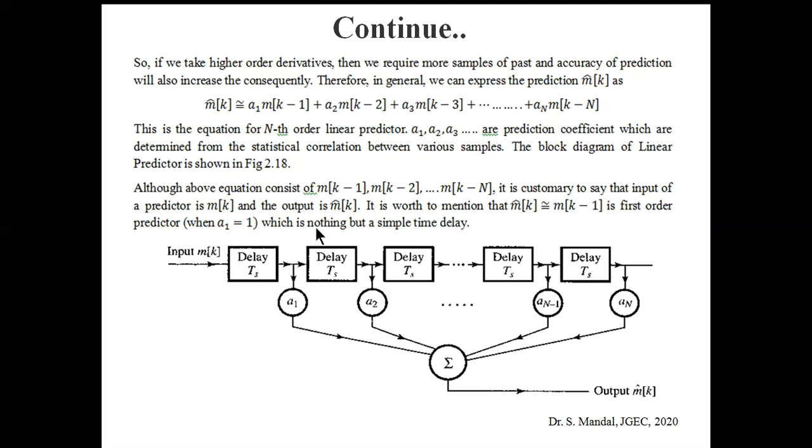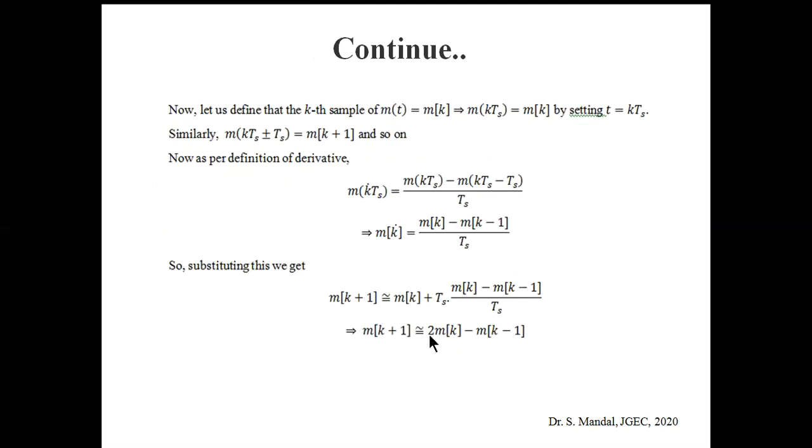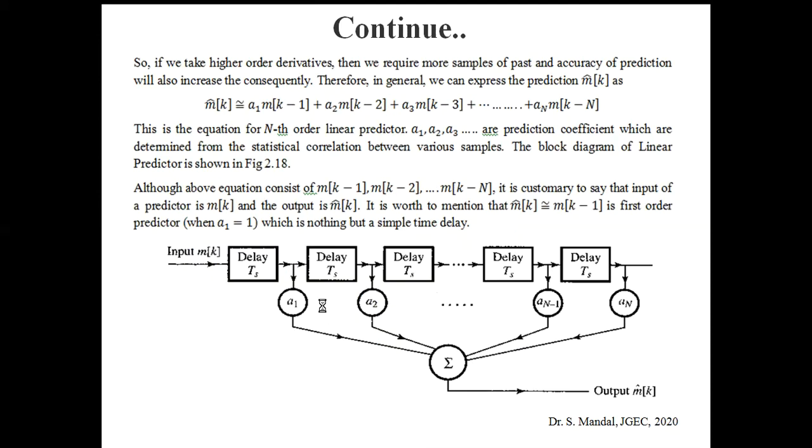Okay, so here you can see that we use the term almost equal. That means we are predicting the corresponding value and neglecting the higher order terms, so obviously it is not exactly the same as the original one, but it will be closely equal. Okay, so this is basically the equation for the prediction of mk. Now here you can see m(k-1), m(k-2), what is this?